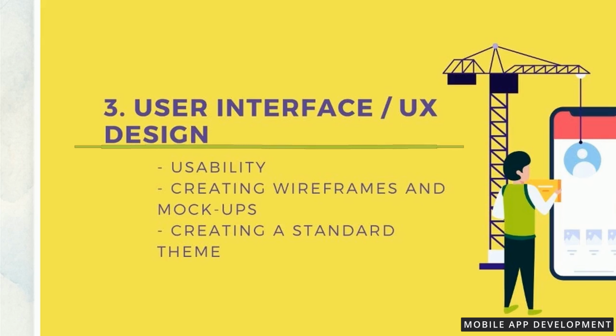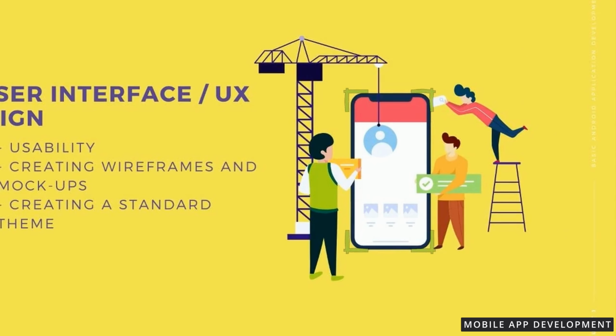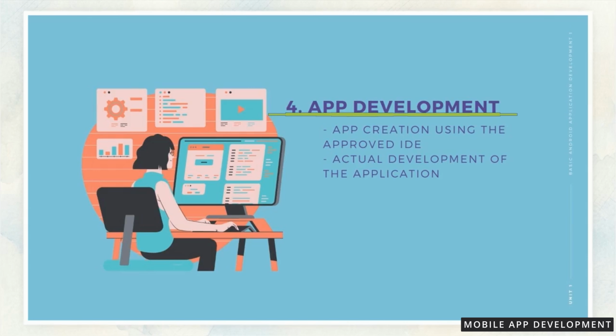This slide visualizes step 3, which is user interface and UX design. This phase is all about making the app intuitive. Developers draw up wireframes, which are essentially blueprints of the screens, and build visual mock-ups using standard fonts, color schemes, and logos. This illustration brings us to step 4, app development.